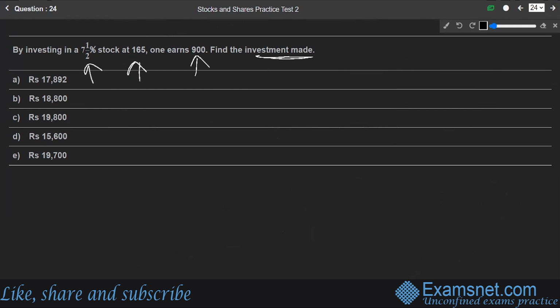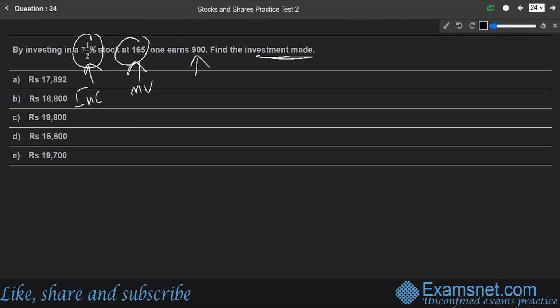What are they saying? 7.5% stock. 15 by 2 is the income received when you invest in stock at 165. So the market value of stock is 165, the income received is 15 by 2, and the total earning is 900. That we'll find out later.